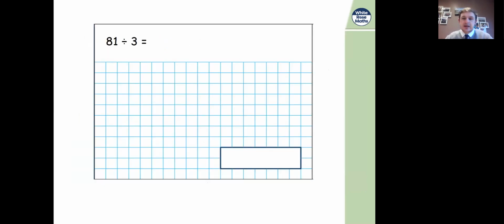Yesterday we had to do this calculation. I was really impressed to see so many people giving it a go. 81 divided by 3. I saw people using place value grids. I saw people using part whole models. Some people using the part whole models were dividing it into 3 parts, so they had 30, 30, and 21. And if you got the answer 27 there, well done.